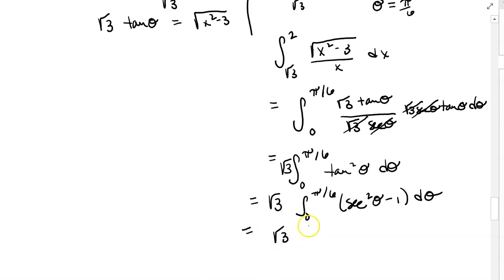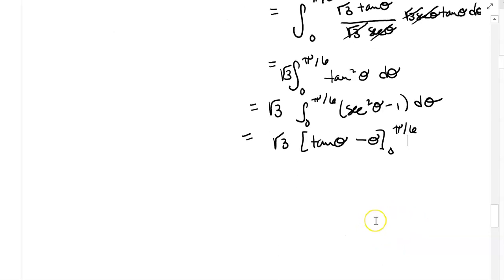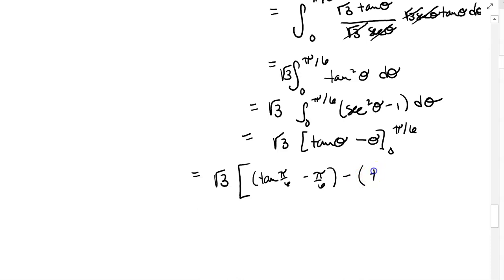We get the integral of secant squared of theta is just tangent of theta. The integral of minus 1 is minus theta. And that all goes from 0 to pi over 6. So we get the square root of 3 times tangent of pi over 6 minus pi over 6, and then minus tangent of 0 minus 0.